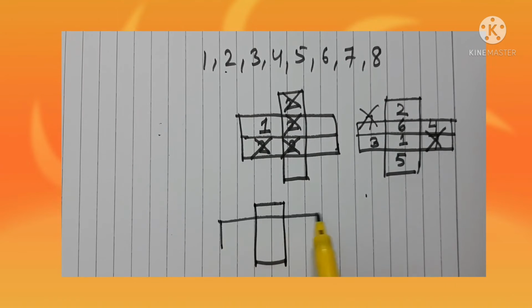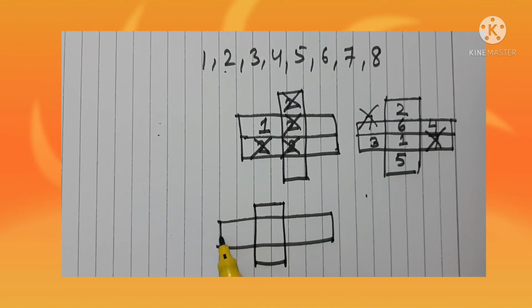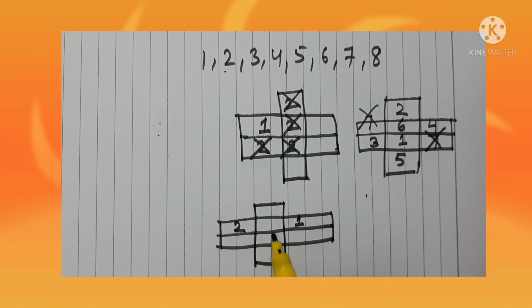Let us try one more time. So we see that we can start from anywhere. You can place 1 here. But 2 cannot be placed in any of the adjacent box. Let me place 2 here. It is fine. 3 cannot be placed anywhere in the box adjacent to 2. Let me place it here.